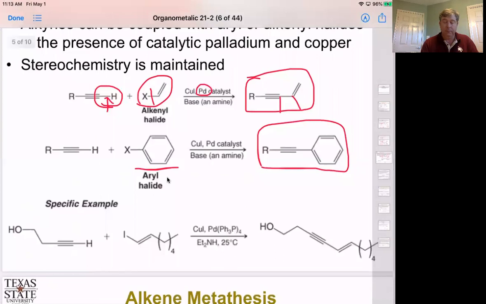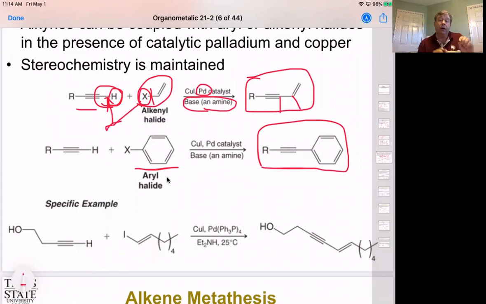Okay. Now notice in this case here, we have to use an amine base because we have the hydrogen being generated from the alkyne and the halide generating an acid. So just like in the Heck reaction where we had to use an amine to absorb the acid given off, we also have to use an amine to absorb the acid given off by the Sonogashira reaction.